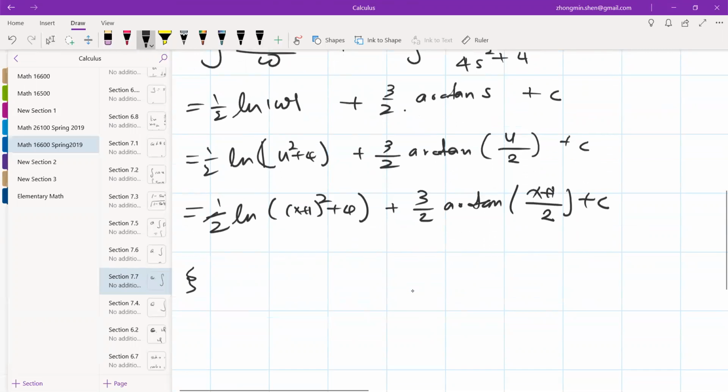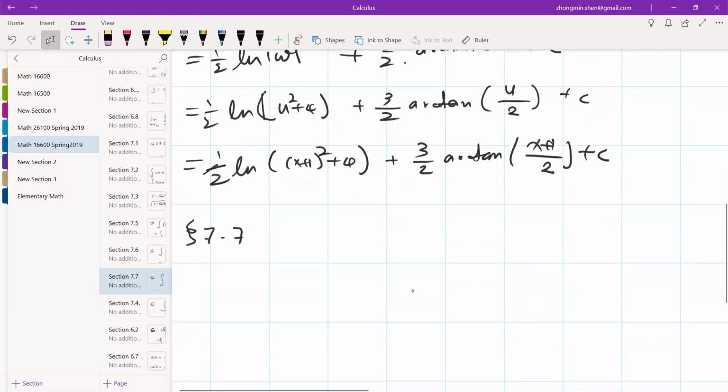So what we're going to do is study section 7.7. It's about approximate integration. Okay, we want to estimate the integral. But first of all, recall the definition of the integral, right?